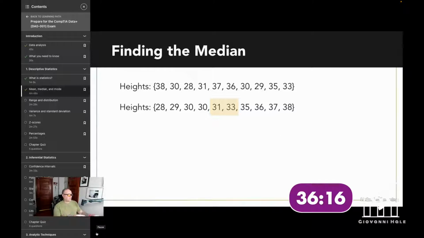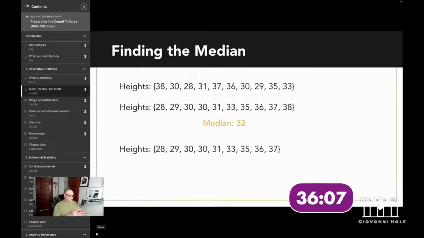In that situation, we just calculate the mean of those 2 middle values to find our median. In this case, that's 32. Now imagine that we had only 9 values in our data set. I'll just delete that last value, and now we can find the middle, which is 31. There are 4 values before 31 in our sorted data set, and 4 values after 31. That makes 31 our median value.